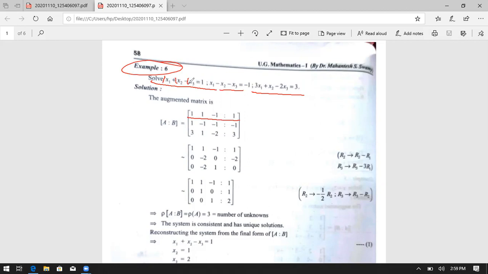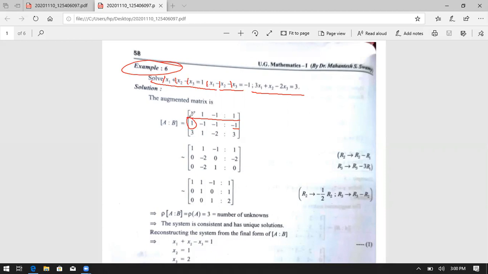Next, the second one: 1 is there, minus 1 is there, and minus 1 is there, and finally the constant minus 1. Next, the third: 3 is there, 1 is there, minus 2 is there, and 3 is there. I take that as the augmented matrix [A|B]. Next operation is there. First element is unity.